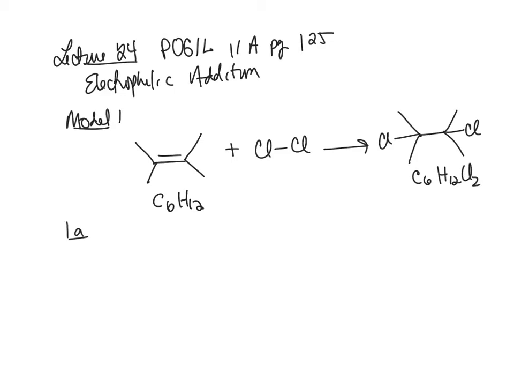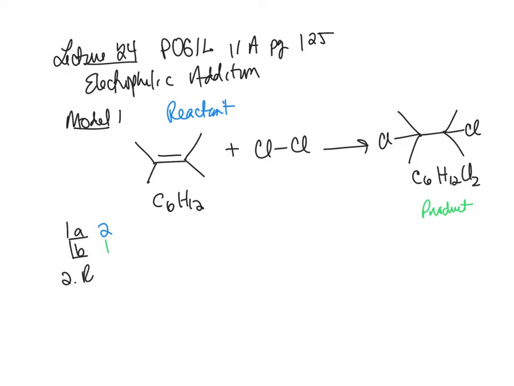One A. Consider the reaction shown in Model 1. How many compounds are present on the reactant side of the equation? Did you put 2? So we have 2 compounds. 1B. How many compounds are present on the product side? Did you say 1 on the product side? 1 compound.